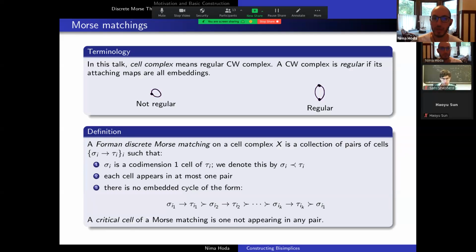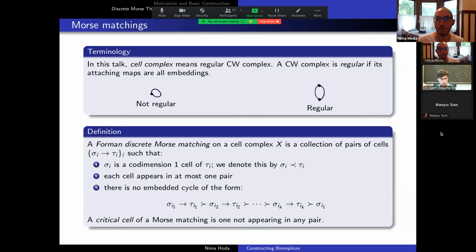Let's start by setting up what kind of cell complexes we're talking about here. For this talk, that's going to mean a regular CW complex. A CW complex is regular if its attaching maps are all embeddings. So, for example, a graph with a loop is not a regular CW complex because the attaching map of the loop edge is not an embedding, but you could have a bigon, say, in a regular CW complex, because both those edges are still embedded.